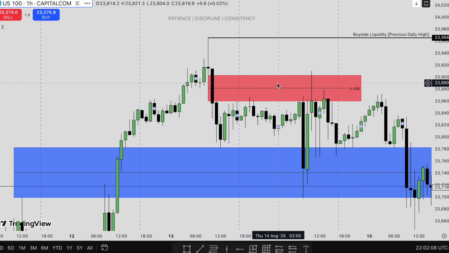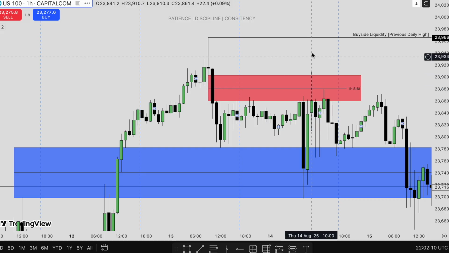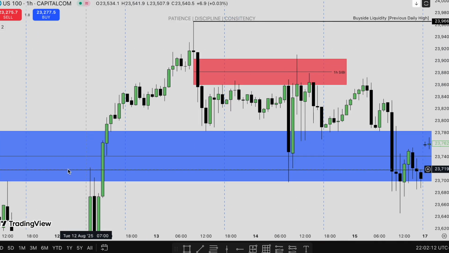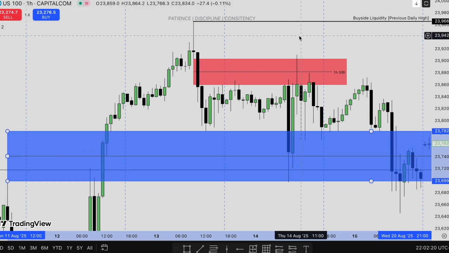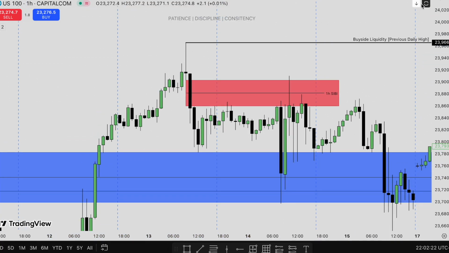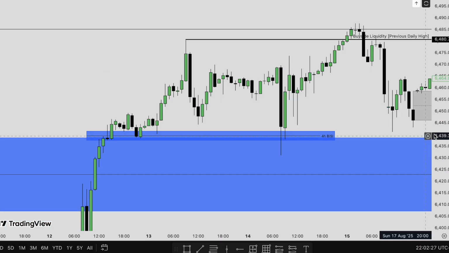So at the time, I wanted to see price trade higher because of my high time frame narrative, right? Price swept sell side liquidity, right? Respecting the consequent encroachment of this BC, I wanted to see price trade higher, right? So that's what I was looking at on the hourly time frame.